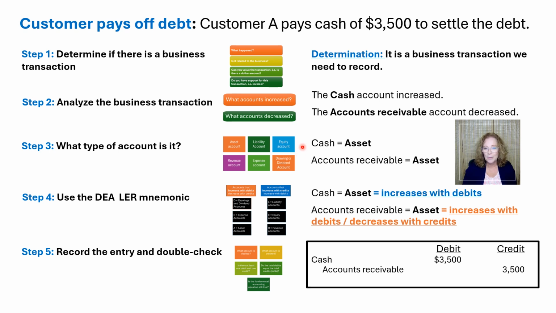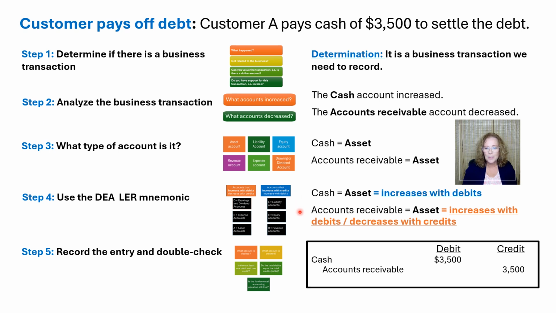What type of account is cash? Cash is an asset and accounts receivable is an asset as well. Now let's use the dealer mnemonic to identify whether we need to debit or credit. First up is cash, which is an asset. Asset accounts increase with debits and our cash increased. So we debit the cash account.